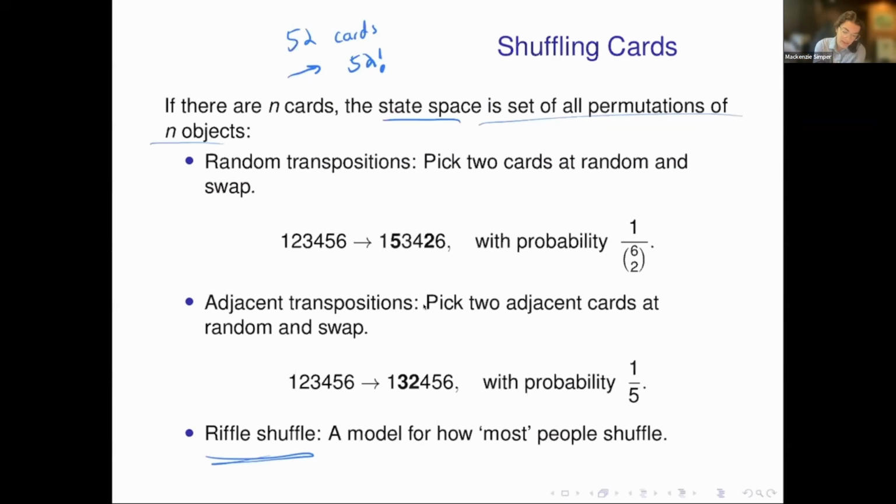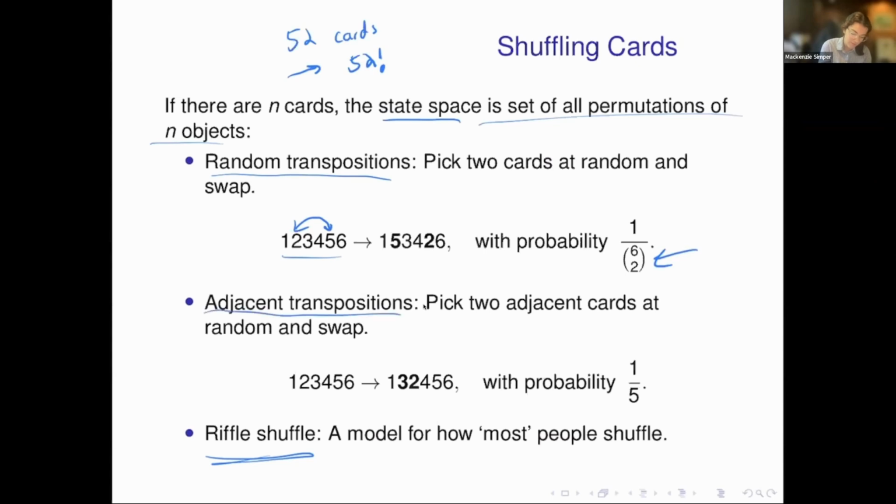Some other easier ones to describe would be random transpositions, which would be pick 2 cards at random and swap. So in this example, I have 6 cards. I swap 2 and 5. And since there's 6 choose 2 possibilities for swapping, and I pick 1 at random, then this has probability 1 over 6 choose 2.